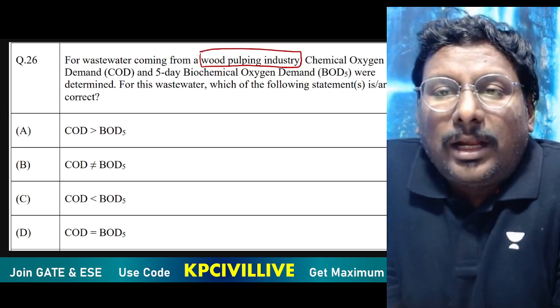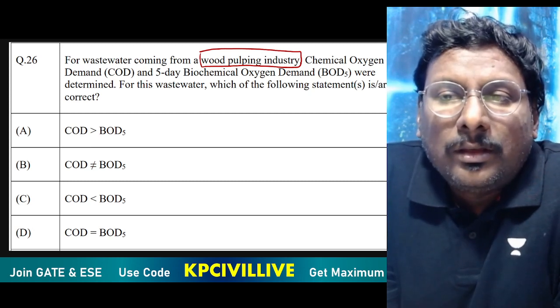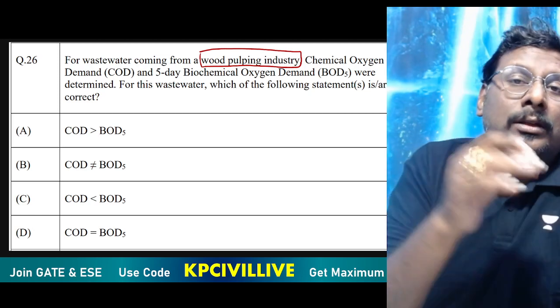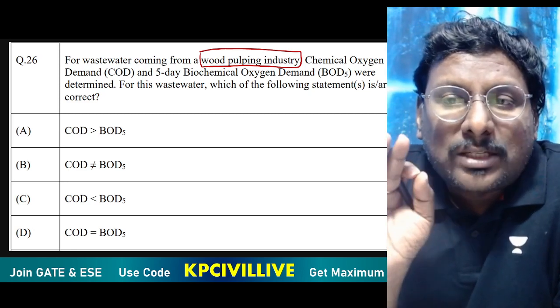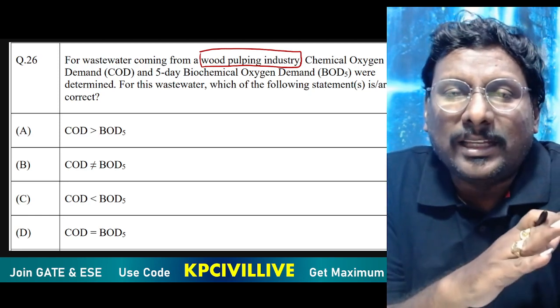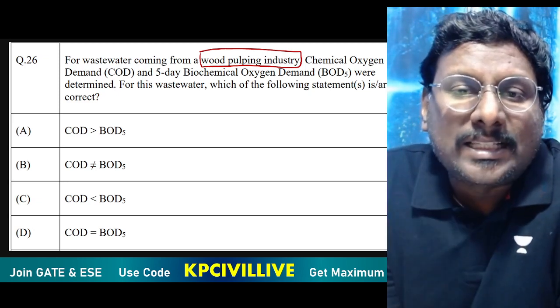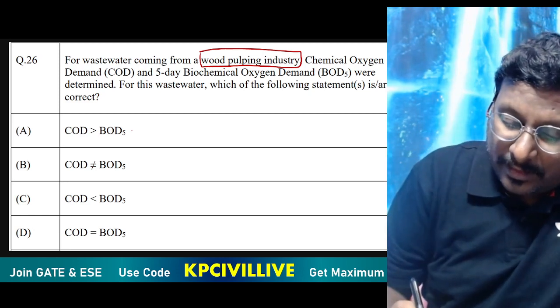For wastewater coming from a wood pulping industry, chemical oxygen demand and 5-day biochemical oxygen demand were determined. For this wastewater, which of the following statements are correct? So here I would like to inform one thing. It may be wastewater from X industry, Y industry, Z industry, wood pulping industry, fruit industry, food industry. Not required, not considered. COD is always greater than BOD5, no doubt.